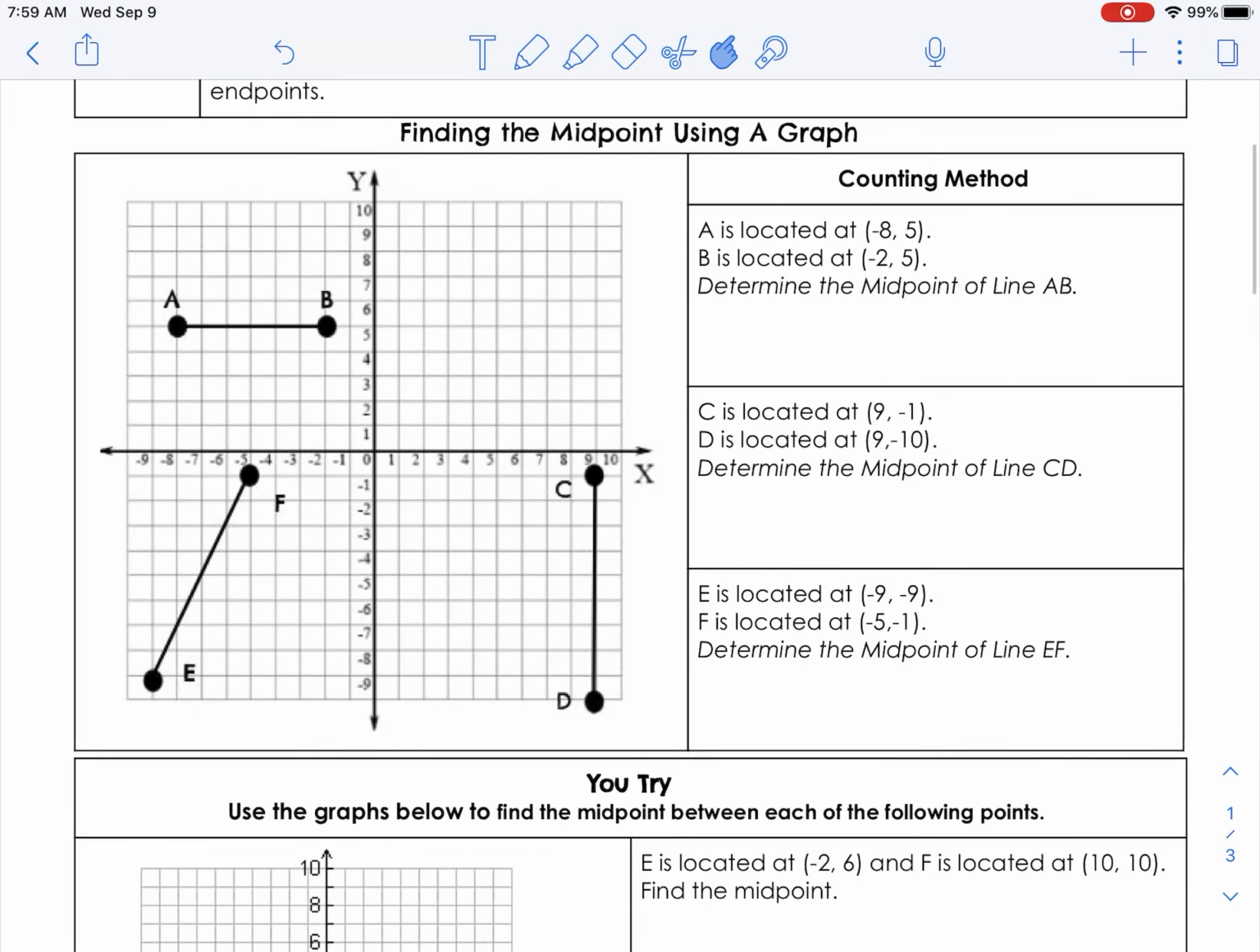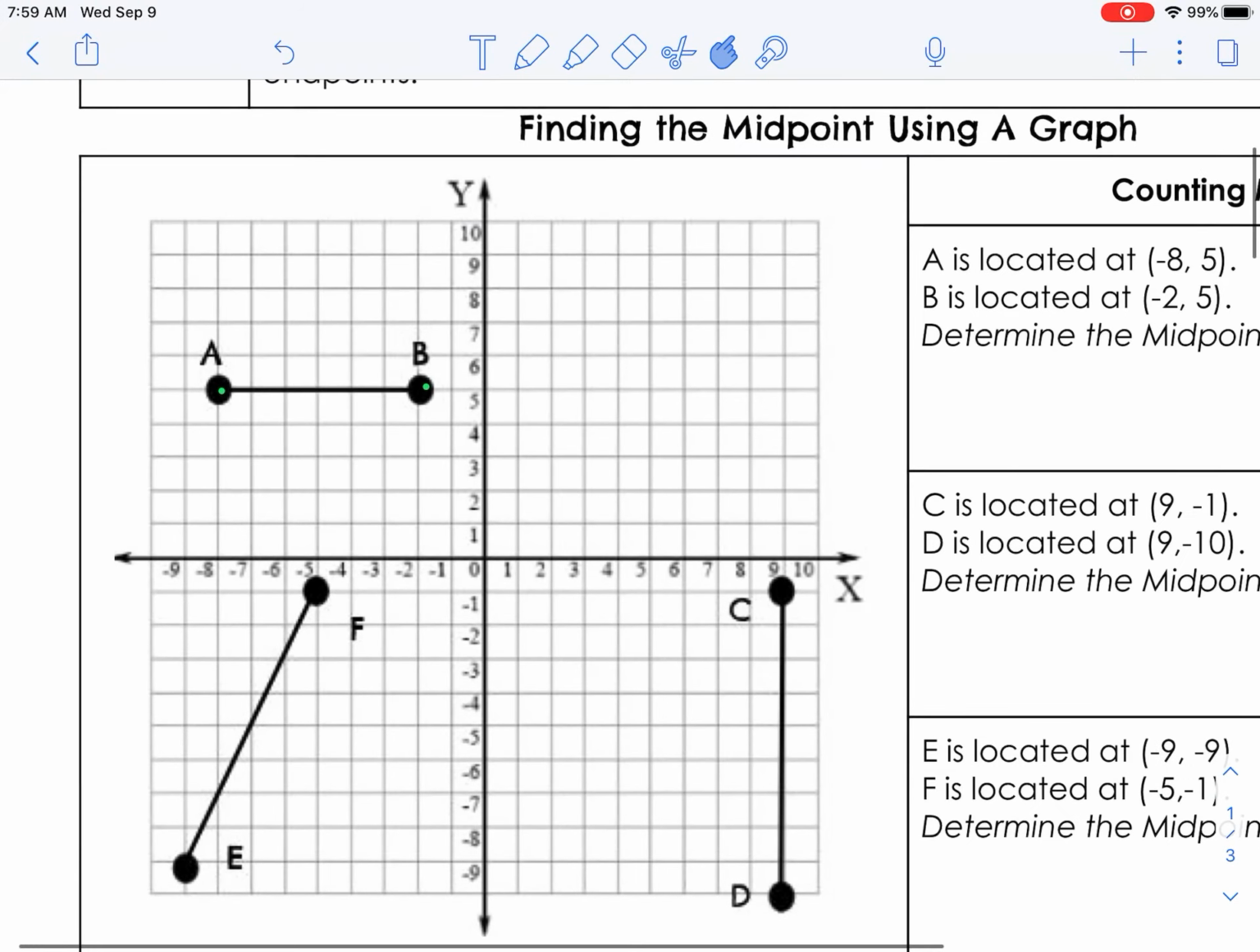So for finding the midpoint on a graph, we're going to look at the first one here. Point A is located at -8, 5, and B is located at -2, 5. We're just going to find where is halfway in between. So you can count. I can zoom in a little bit.